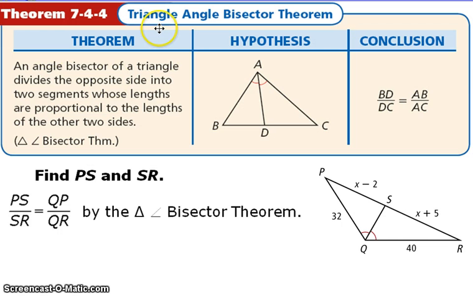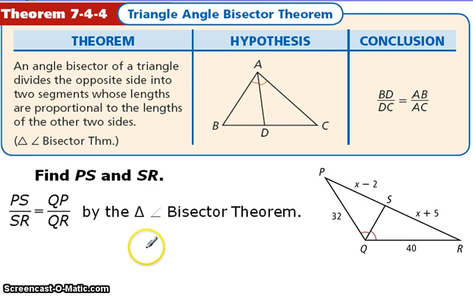Alright. Next theorem is the triangle angle bisector theorem. Hopefully you remember what an angle bisector is. Notice that we got an angle bisector here. The actual theorem says an angle bisector of a triangle divides the opposite side into two segments whose side lengths are proportional to the lengths of the other two sides. So notice that this is to this as this is to this. So I think we got an example right over here of that.